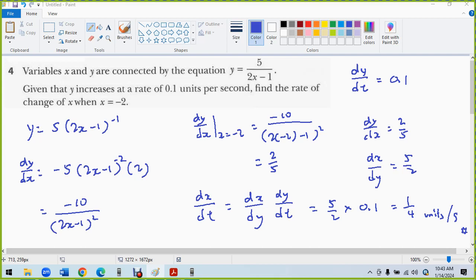This is negative, this is negative, so the answer is negative. So we have dy/dx, but over here we want dx/dy. So dx/dy is actually 1 over dy/dx. So it will become 1 over negative 2 over 5. It will become negative 5 over 2.